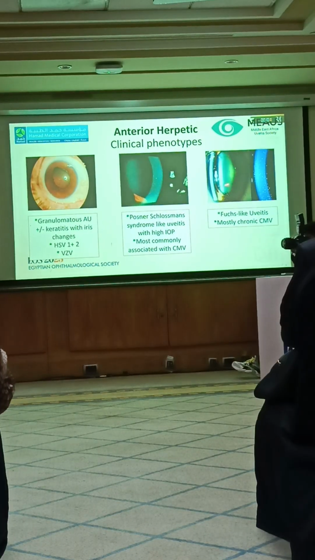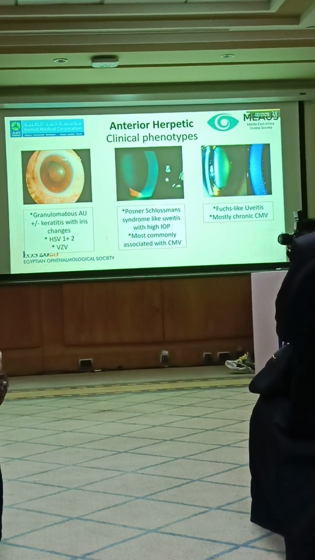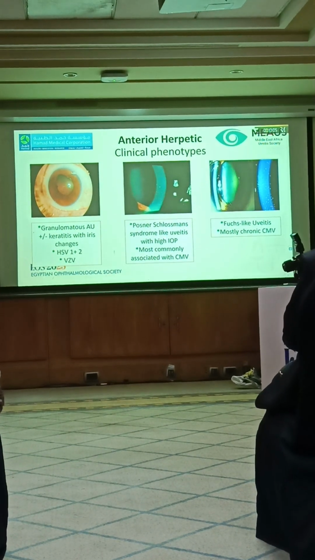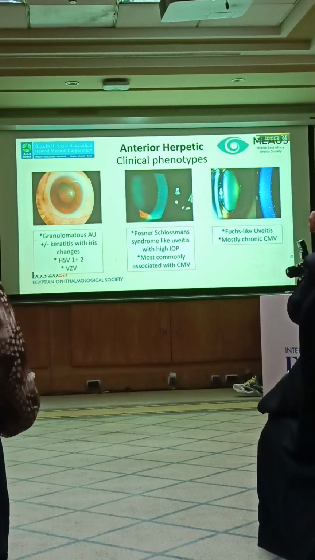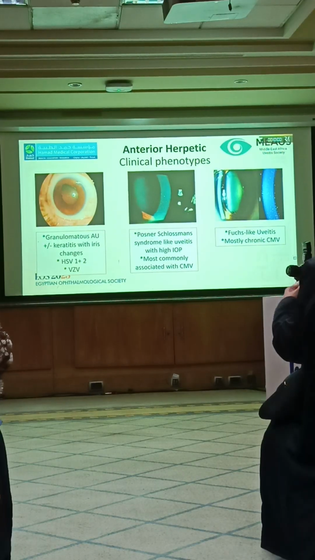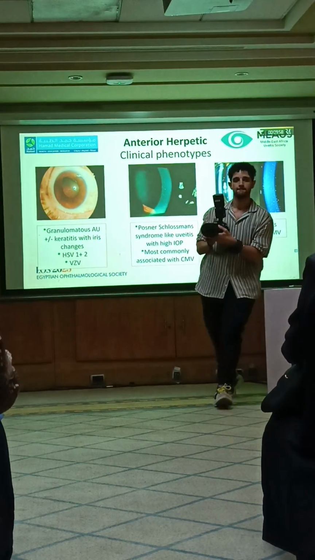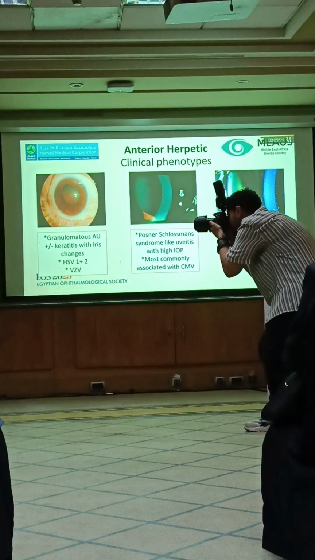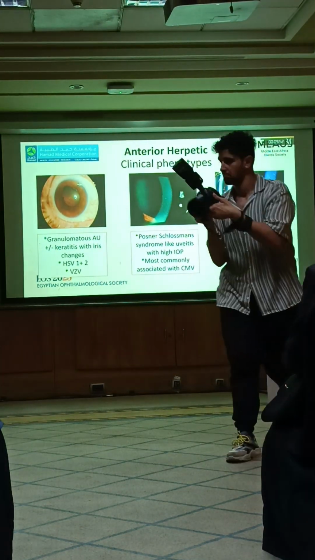CMV has 2 forms. One of them is the acute form with Posner-Schlossman-like syndrome with spikes of high IOP. The other one, which was described more recently, is the Fuchs-like uveitis, and it is usually a chronic CMV.